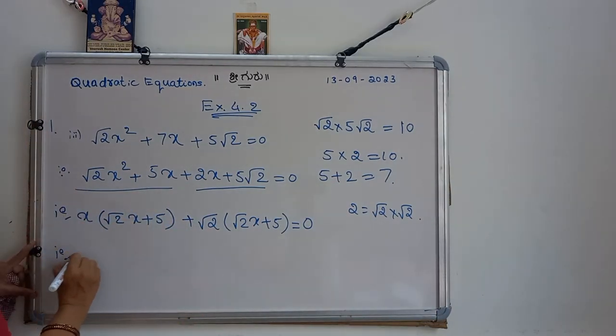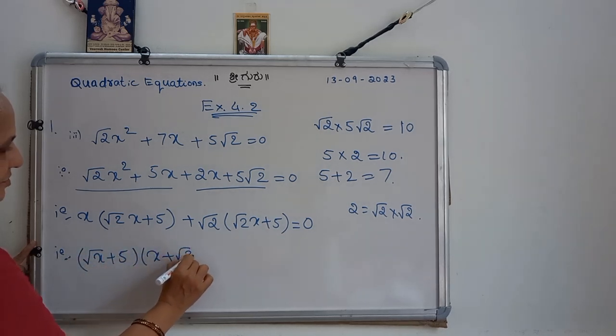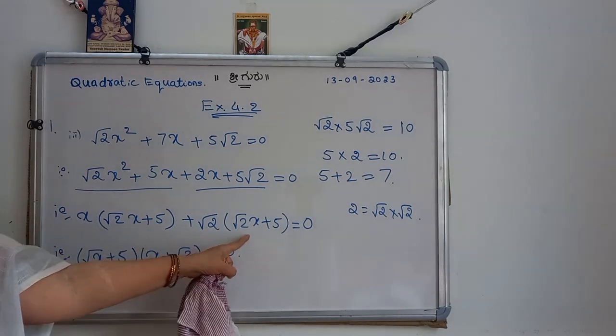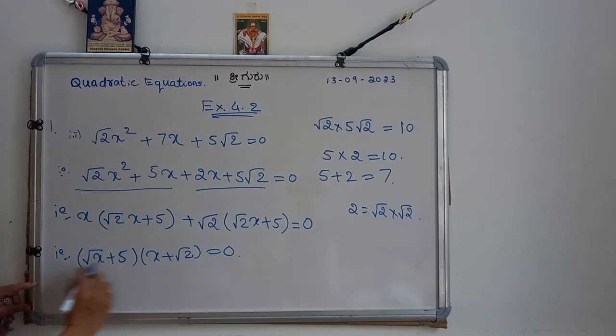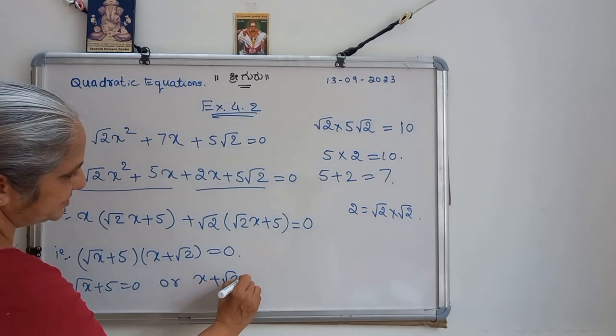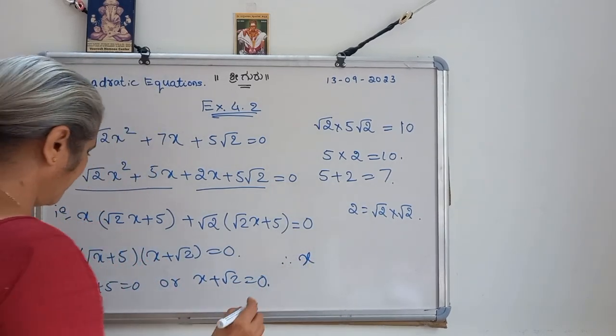That is root 2x plus 5 into another bracket x plus root 2 is equal to 0. In these two terms, root 2x plus 5 is the common factor. Equating each factor to 0, we get root 2x plus 5 is equal to 0 or x plus root 2 is equal to 0.